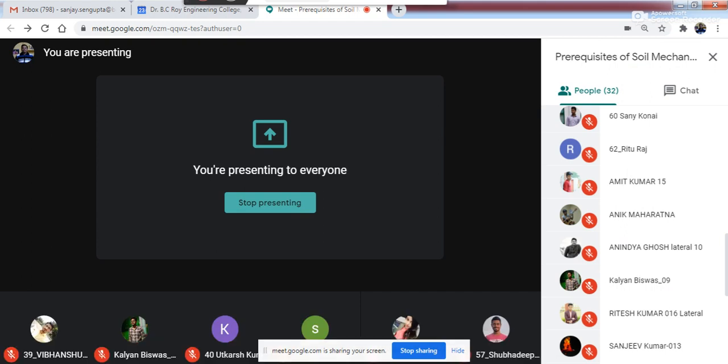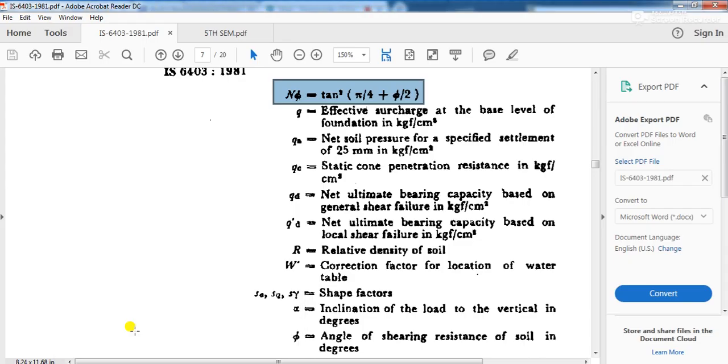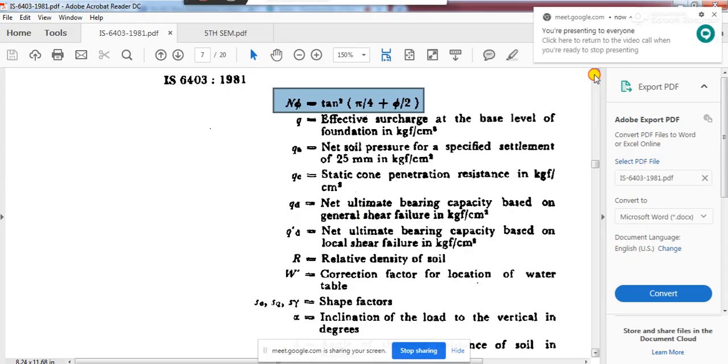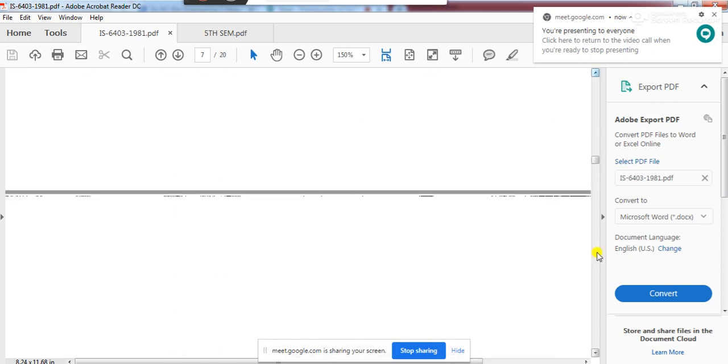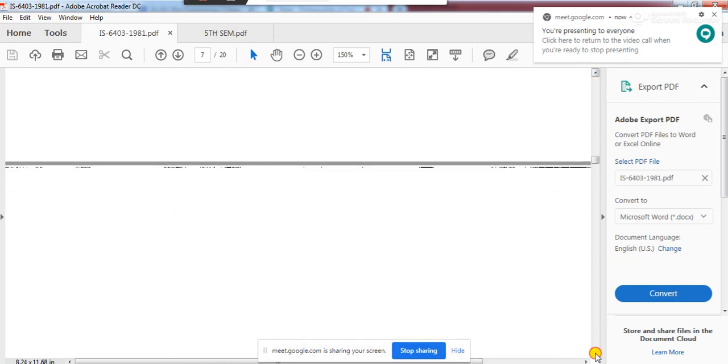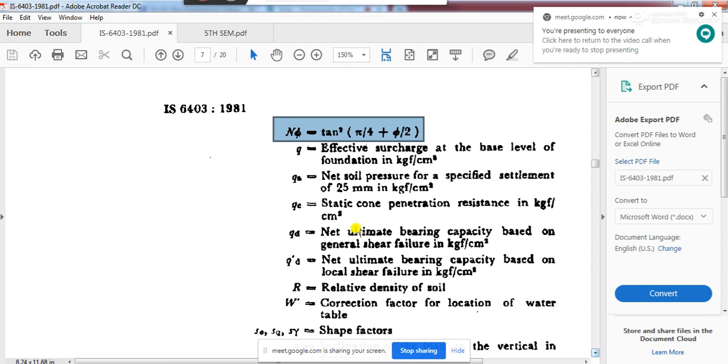Okay, see the definitions. See the definitions at the bottom. It is there. So see n phi, what I have told you, tan square 45 degree plus phi by 2. Is it clear? Now you see, go down, somewhere it will be given.